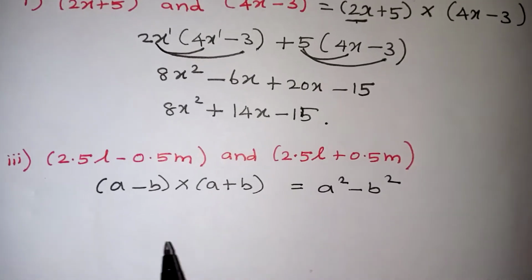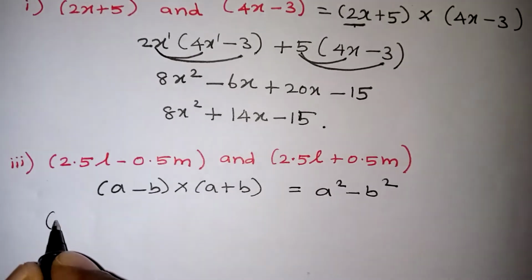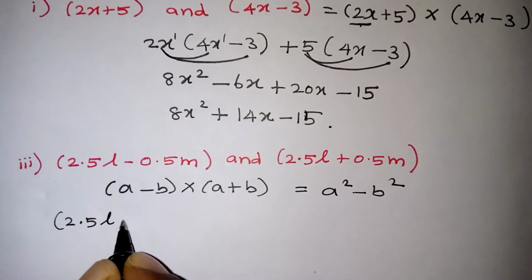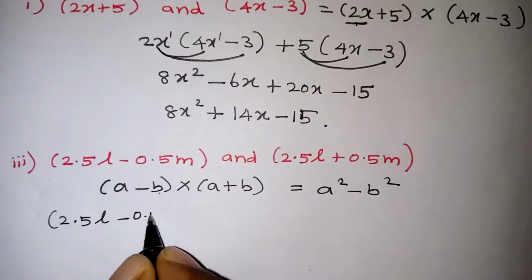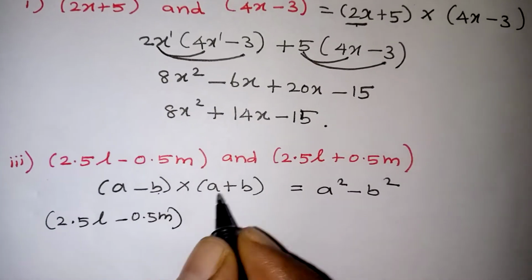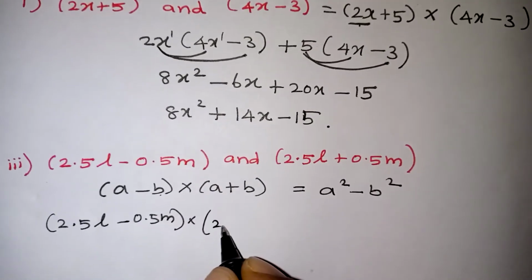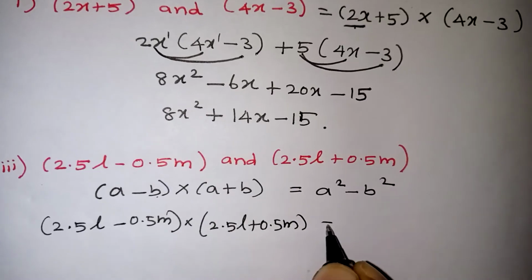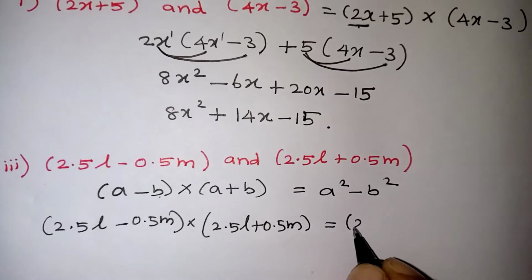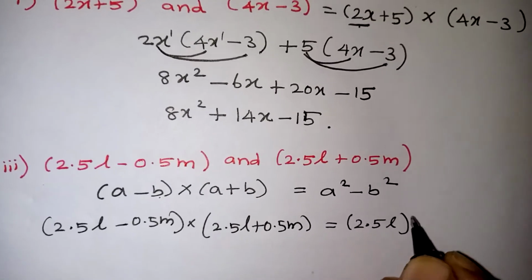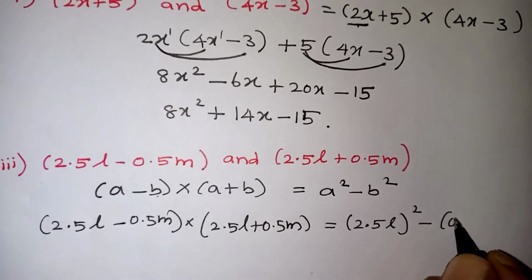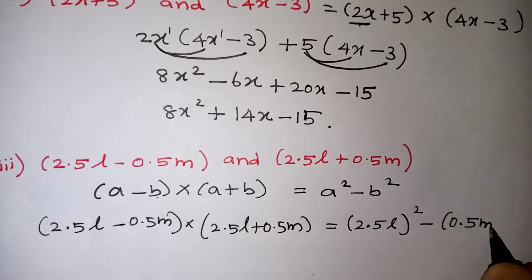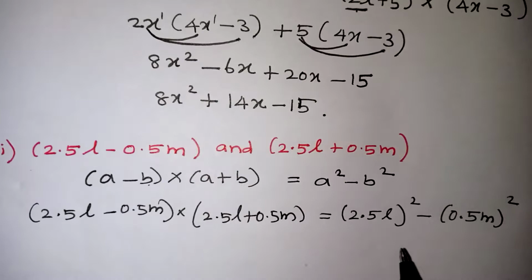a squared minus b squared. Now in the place of a we have 2.5L, minus, in the place of b we have 0.5m, and the same way here, multiplied by 2.5L plus 0.5m. Now our answer will be, in the place of a we are getting 2.5L, the whole squared, minus b value, 0.5m, the whole squared. Like this we should write.